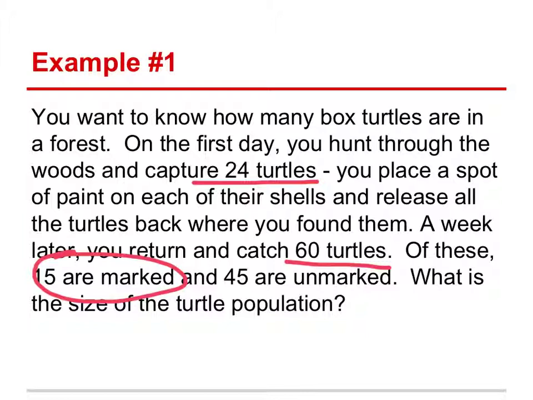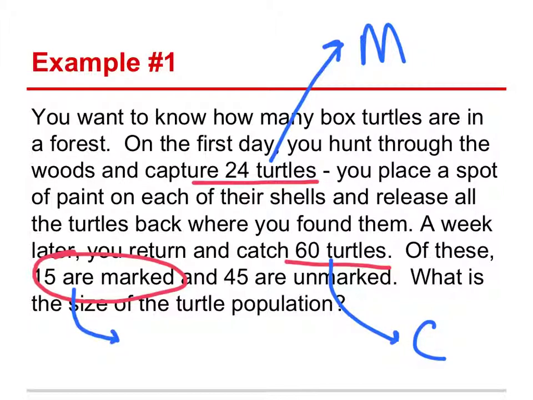So quickly, let's identify the things we know. The 24 turtles that we originally captured, we can identify that as M. That's our first sample. The 60 is our second sample, which is the variable C. And then of that second sample, we saw that 15 were already marked. That is to say, they were recaptured. We'll call that R. Now we're ready to use our equation to estimate the total population size of these turtles.